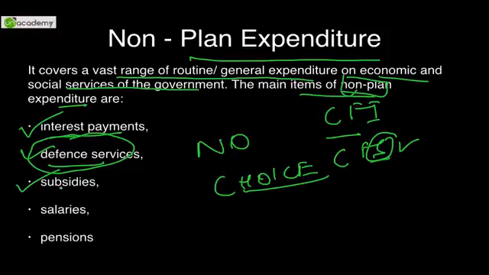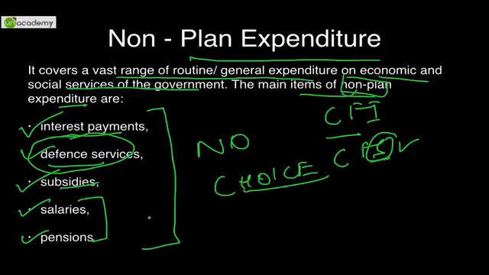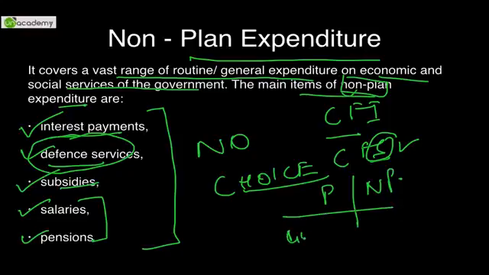There is no choice. Salaries, pensions, for example of High Court judges and Supreme Court judges. All these are non-plan expenditures. So what is the basic difference between plan and non-plan expenditure? Plan expenditure is an expenditure which is mentioned in the government plans, as we had just discussed, and non-plan expenditure is only to service what has already been committed, where the government has no choice.